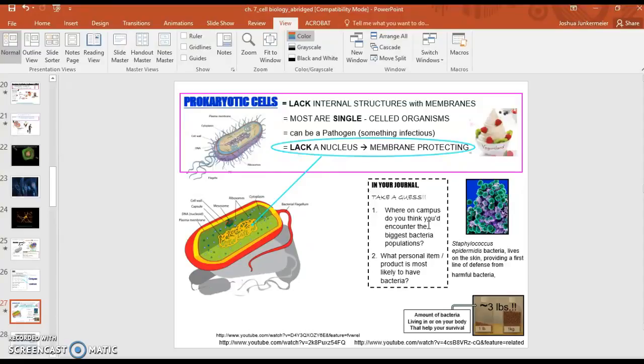And then number 2, it says, what personal item or product that you own do you think is most likely to have bacteria on it? Where do you think you'd be most likely to find the bacteria on something you own? Anything.